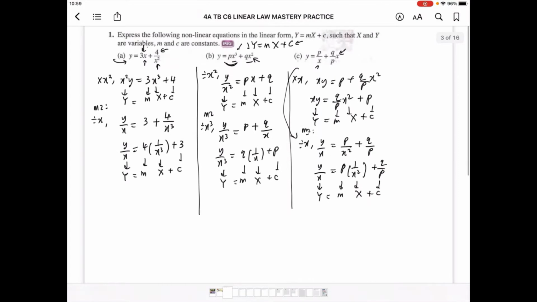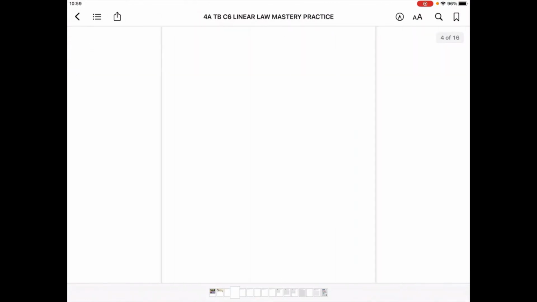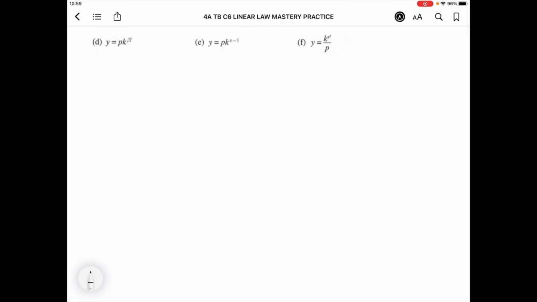Okay, so the next one is involving logarithm. Now, how do you know when it involves logarithm? The type of equation involving logarithm has a power x, or x to the power of something, that we cannot separate and change to y equals mx plus c. Like for example, this is the first one. You can't even bring this up to y equals mx plus c unless we introduce logarithm.